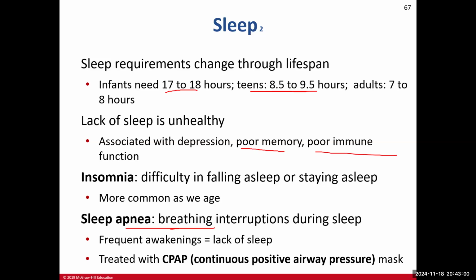Anyways, some people, an early sign for sleep apnea is really loud snoring. And it just can be, you know, the airway there is not big enough.